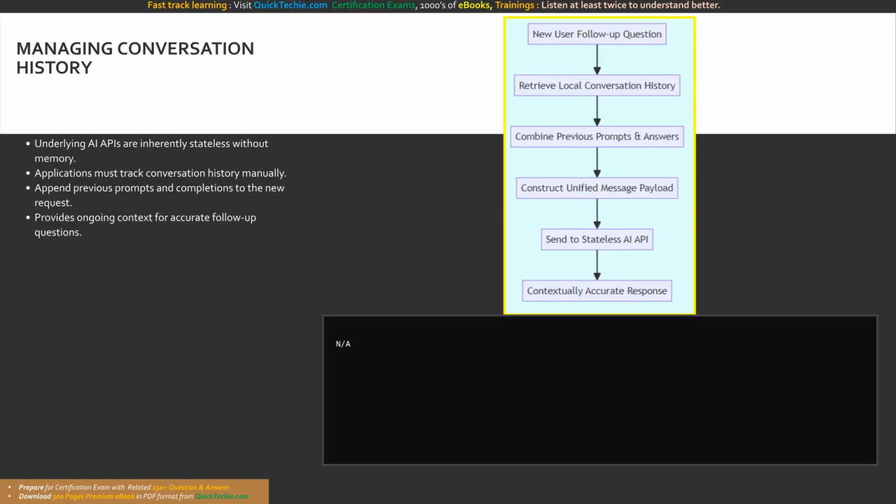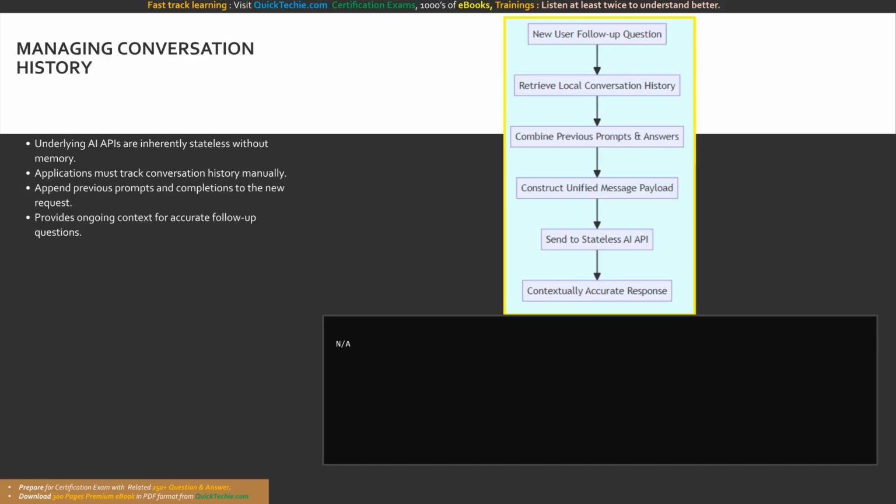In highly advanced architectures, where conversation histories become too large for the model's token limits, the application might utilize specialized techniques to include only heavily summarized versions of the older conversation history, ensuring the model maintains an ongoing context without breaching strict computational token boundaries. Managing this state is a primary responsibility of the AI developer.